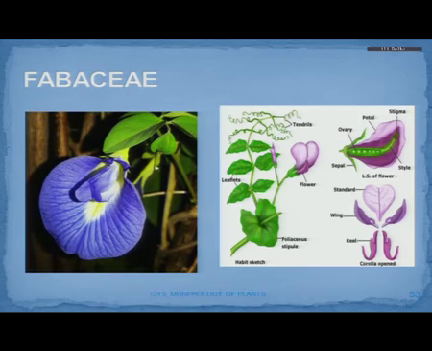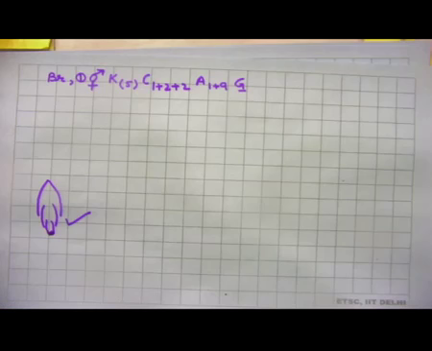You can see this flower is different from the flowers we have studied up till now. Here this is the standard, these are the 2 wings and these are the 2 keels. That is why this shows the vexillary arrangement.